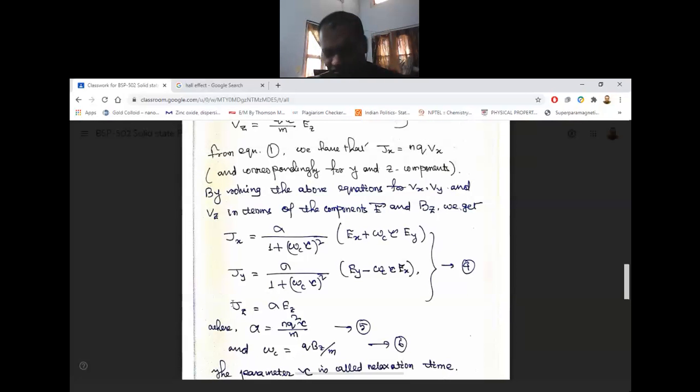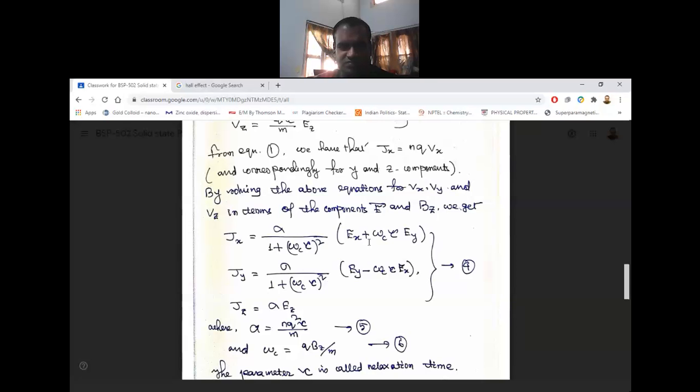And correspondingly, this is how we can write these Jx, Jy, Jz quantities. These Jx, Jy, Jz are current densities. Current density is also a vector quantity, so it has three components: Jx, Jy, Jz. And just try to remember these bracket terms.